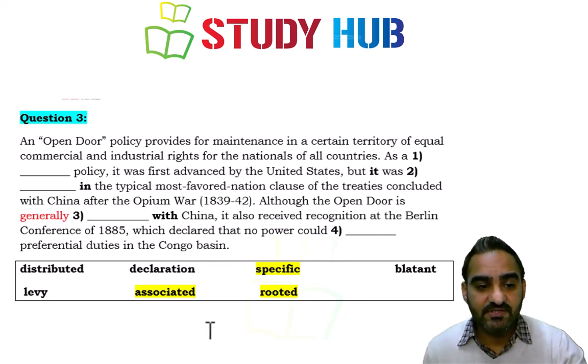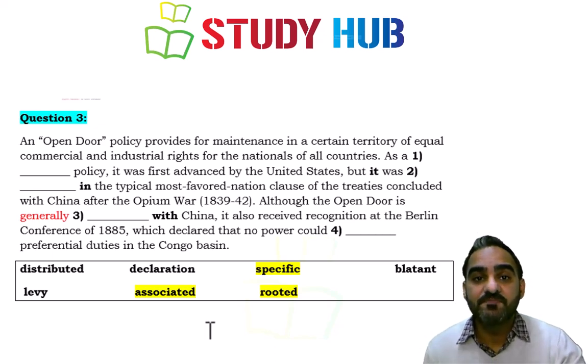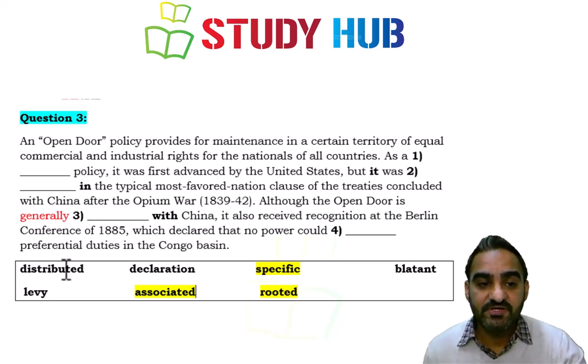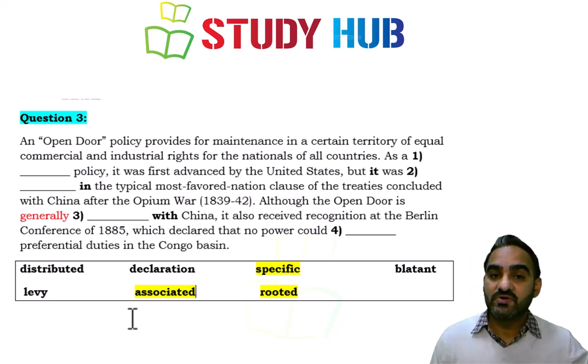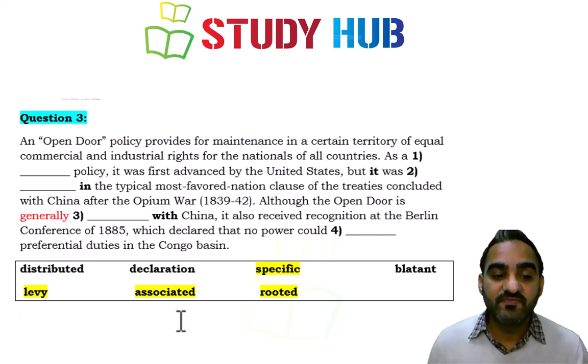It also received recognition at the Berlin Conference of 1885, which declared that no power could dash preferential duties in the Congo Basin. No power could, we need base form of the verb. Now distributed is not base form of the verb. Declaration is noun. Blatant behaves like an adjective, like blatant lies, very popular collocation. So the only word left is levy. Grammatically no other word will go in there, because we need the verb in base form. So if you know this technique, this strategy, sometimes even if you don't know the meaning of the word, you will be able to solve it. So in this case, answer will be no power could levy preferential duties in the Congo Basin, right?